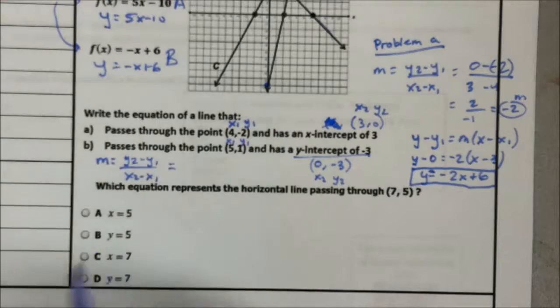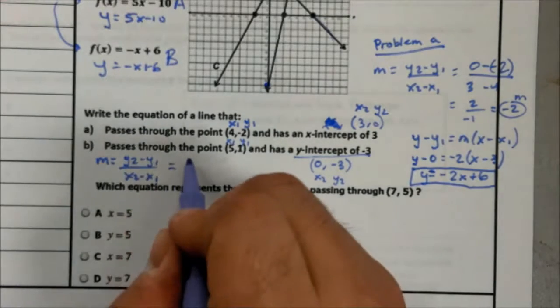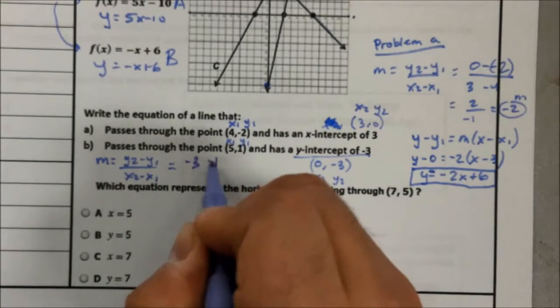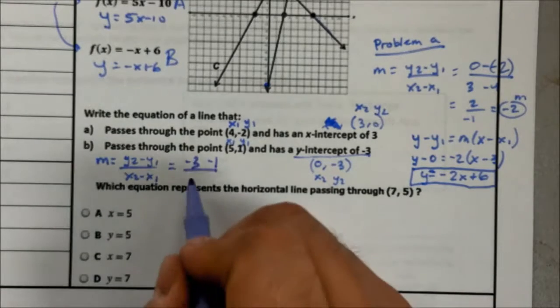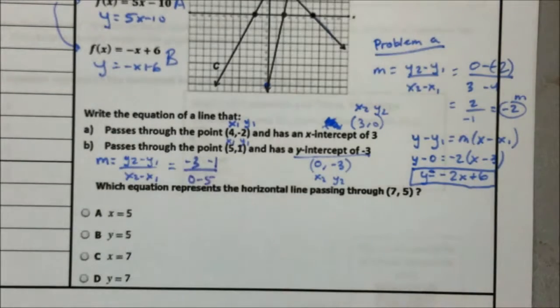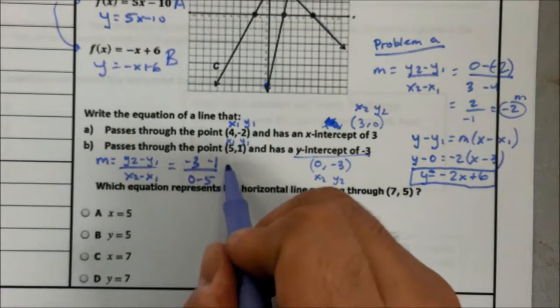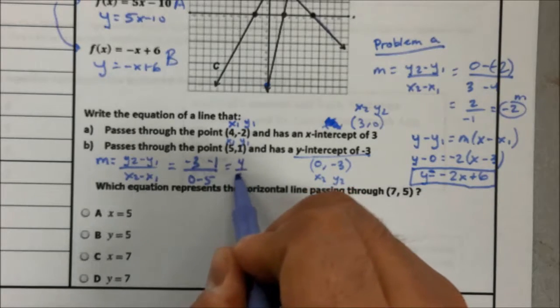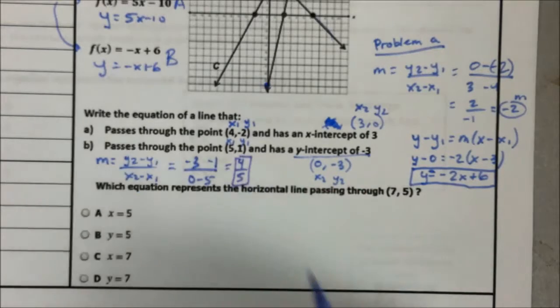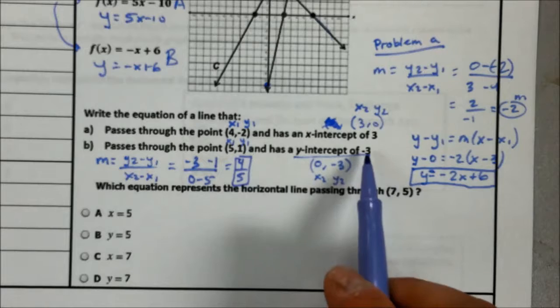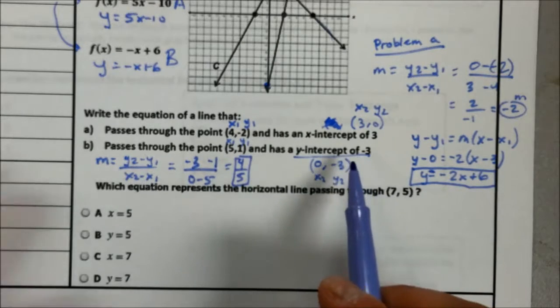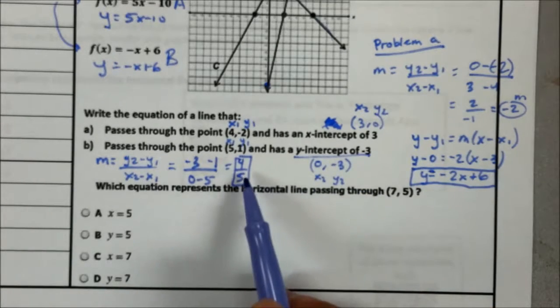So this will be negative 3 minus 1 over 0 minus 5. And that would be negative 4 over negative 5, or 4 over 5, because the negatives will cancel out. Okay, and so now that you already know your y-intercept of negative 3, and you already know your slope, you can put this into slope-intercept form immediately.